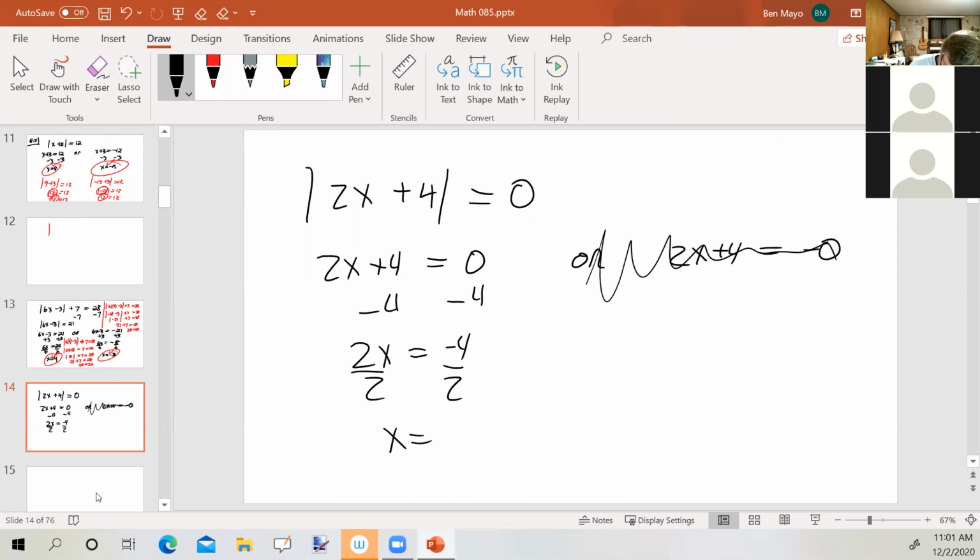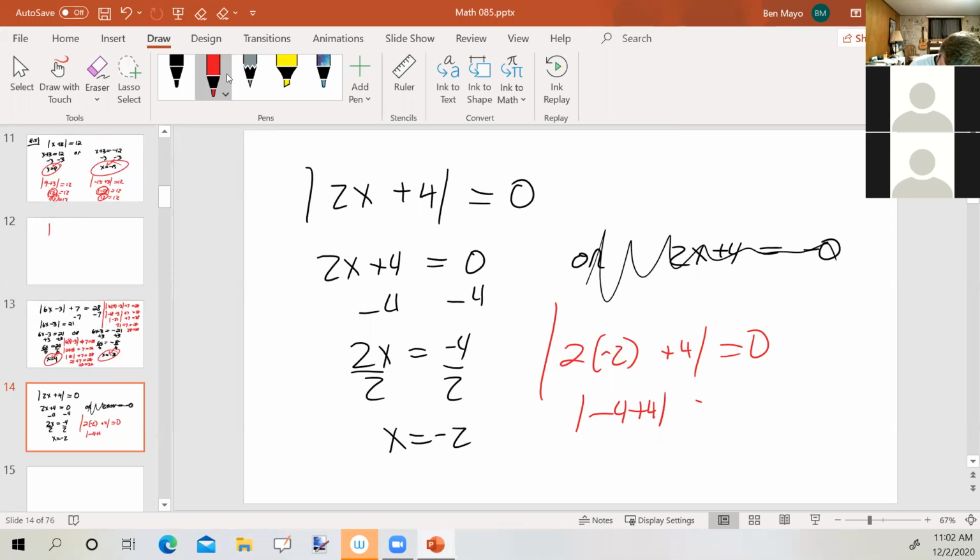And solving that, we get x equals -2. And if we plug that in, we get the absolute value of 0, 0 equals 0. So it checks.